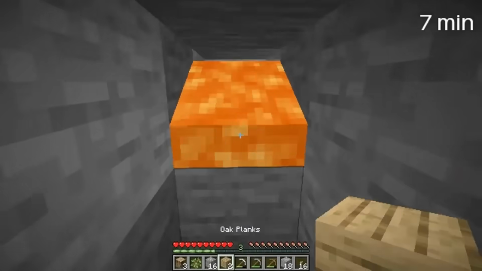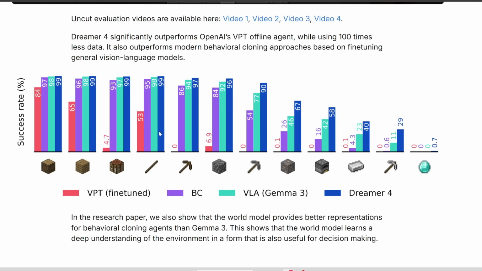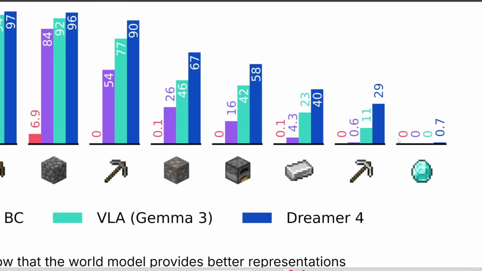And if you compare this with other Minecraft agents, notice that none of them were able to actually successfully mine a diamond. But for Dreamer 4, it was actually able to achieve this. Now, the success rate isn't high. It was only able to do this like 0.7% of the time, but nevertheless, it's the first agent to achieve this, and this is really impressive.